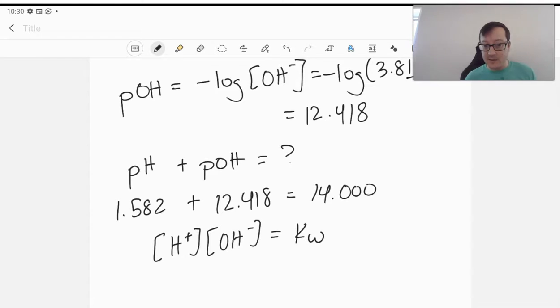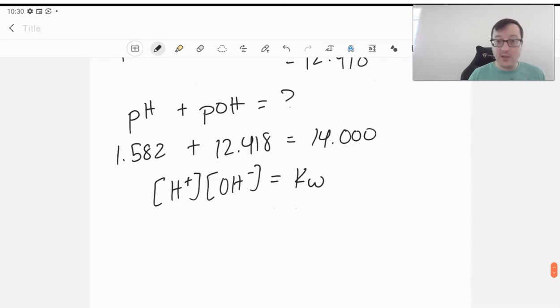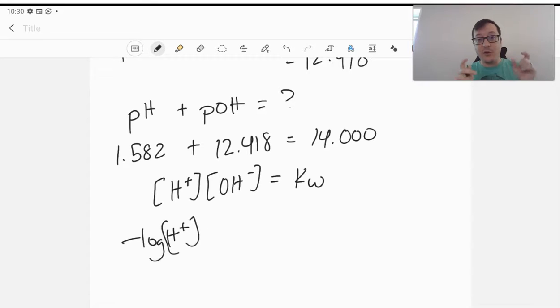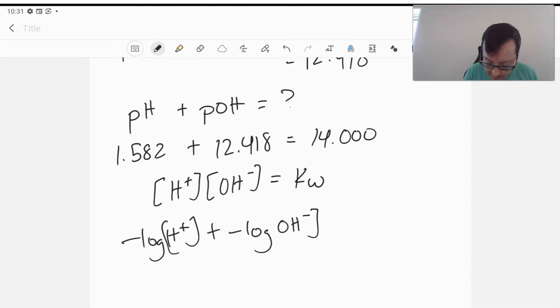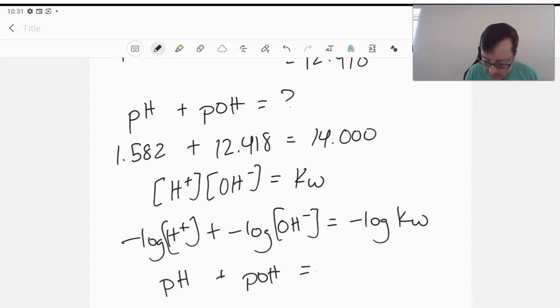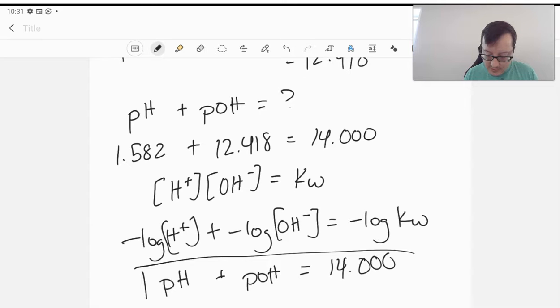Kw, which is 1 times 10 to the negative 14. If we take the negative log of both sides of this, negative log of H plus, remember, if you're multiplying things and you want to log them, those are added together. So plus negative log of OH equals negative log Kw. This tells us pH plus pOH is 14. And we can say that this is with 3 sig figs, that's fine. So that's another equation that we have here.